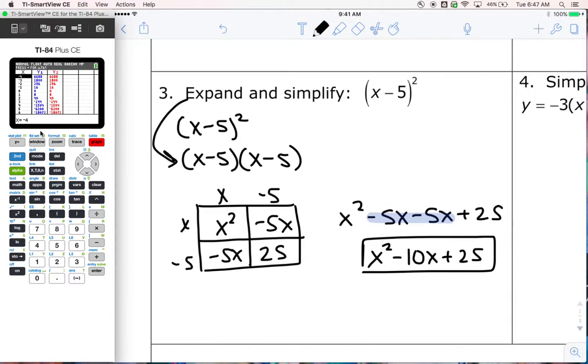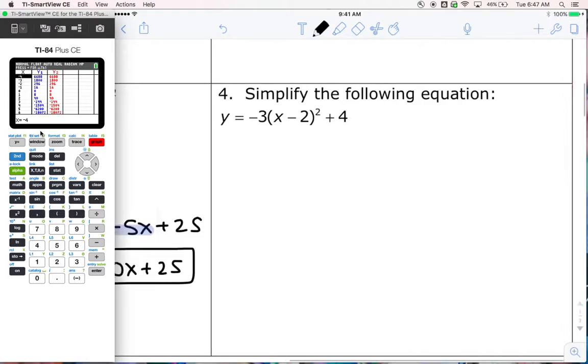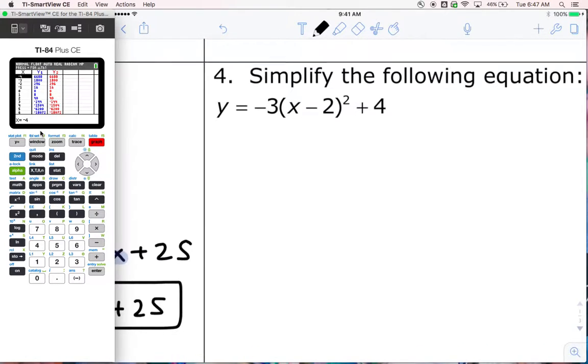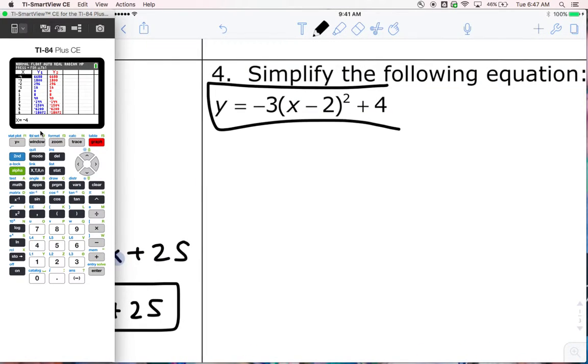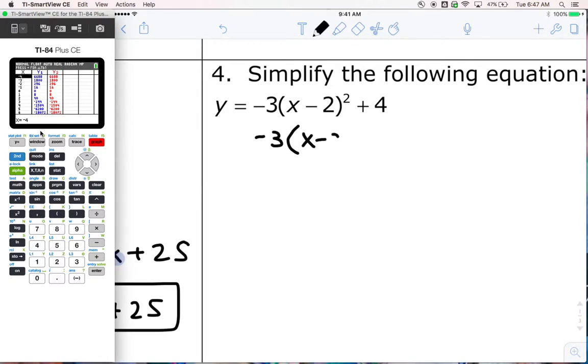All right, problem number 4. Simplify the following equation. So this is set up in vertex form, right? Vertex form of a quadratic. And if you follow the order of operations, it tells us to take care of parentheses and exponents first. So I'm going to keep the negative 3, and I'm going to put x minus 2 plus 4. I wrote it twice because that's what this square here means.